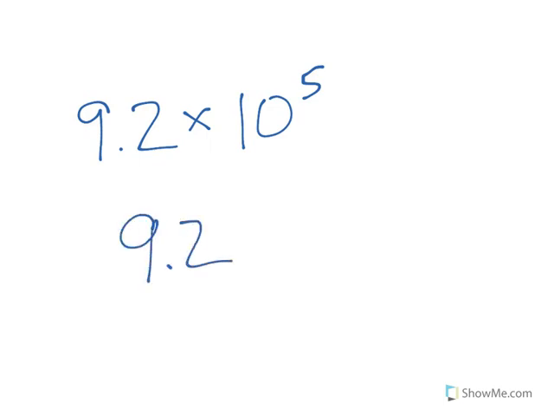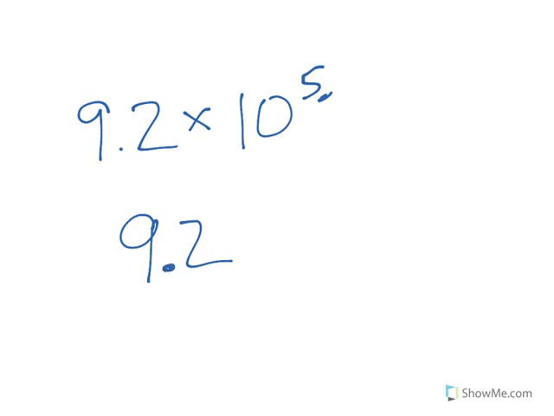So what that number really is, 350,000. So let's practice one. Let's do, for example, 9.2 times 10 to the fifth. Pause and try and solve that.